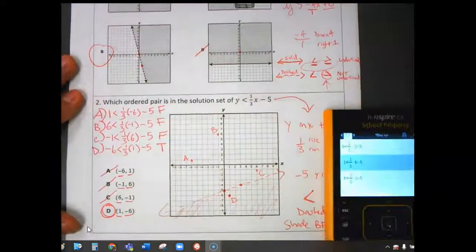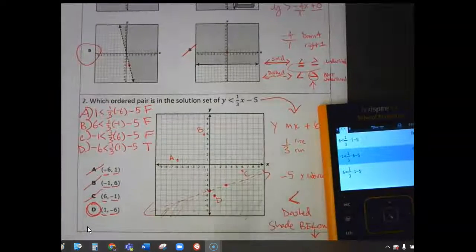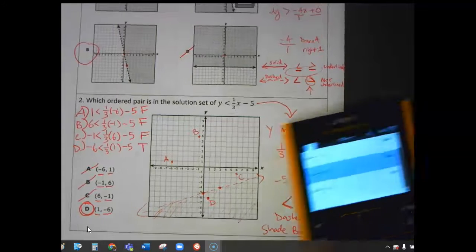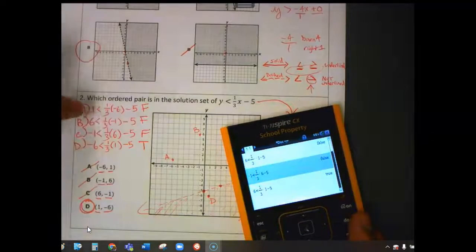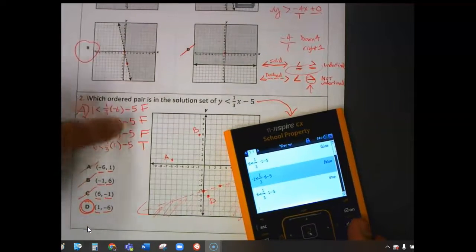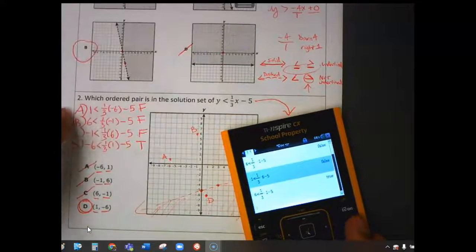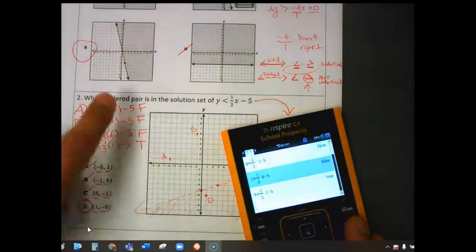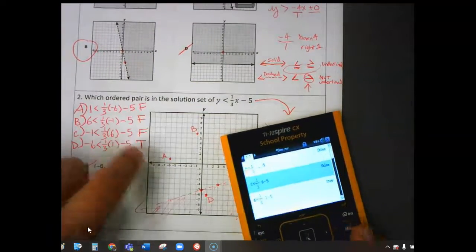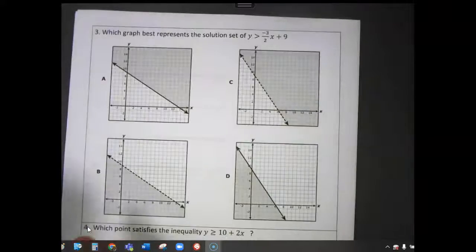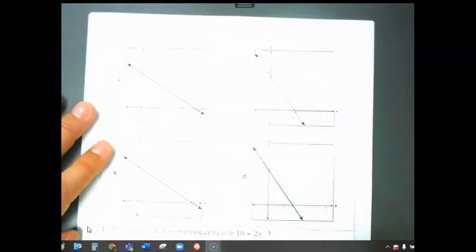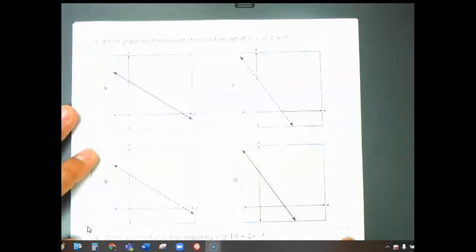Cool. So again, you could either graph it, but since this is virtual, it's going to be hard to graph it without graph paper. So I suggest evaluating the points, plugging in the values. Okay, rewrite them out, plug in x and y, type it in, enter, true is correct. Okay. Now, number 3. Which graph best represents the solution of this graph?